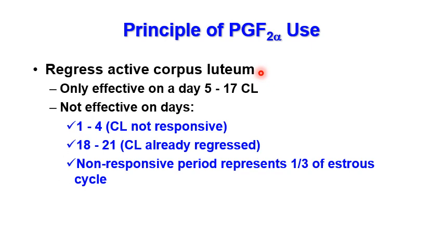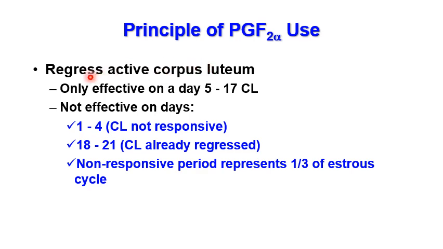So let's now proceed to the principle of PGF2 alpha use. Of course, one of the major drugs that is used to manipulate ovulation is the PGF2 alpha. In the 1970s, one of the major advances in reproductive physiology was the development of PGF2 alpha. PGF2 alpha is very important because it regresses the active CL, or the corpus luteum.